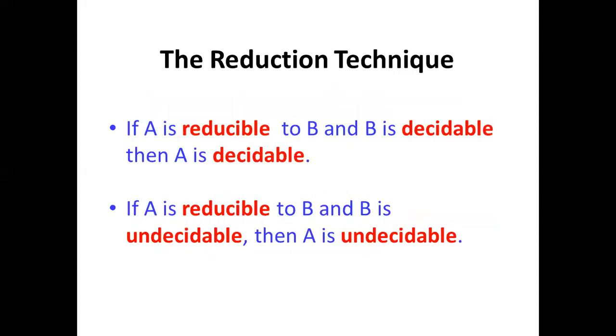So now the reduction technique is: if A is reducible to B and B is decidable, then A is decidable. A is reducible to B, and B is decidable, so problem B will halt for certain input, and A will also halt for certain input. And the same thing: if A is reducible to B and B is undecidable, then A is also undecidable.